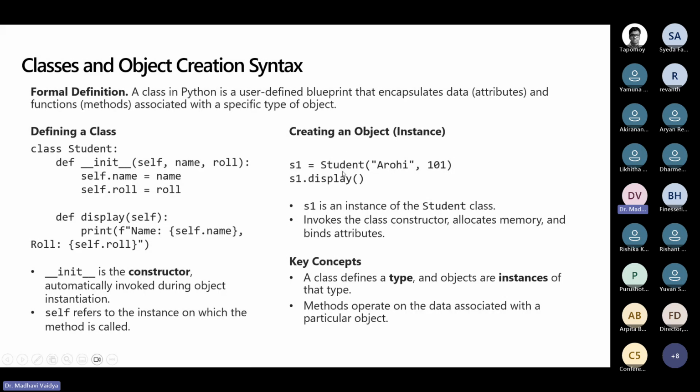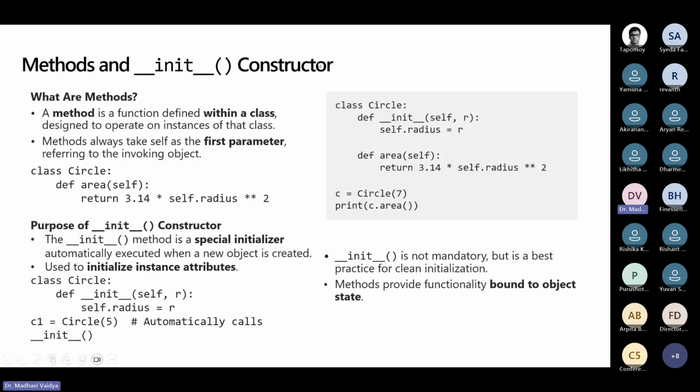So here this particular program is written. The student S1 is the object that is created for the class student. The name is passed as Arohi and the roll number is passed as 101. Okay, they are the parameters we can say, or the arguments, and we are executing this particular method. Here we don't use the word function. Here we use the term method. Okay, so I hope you are getting it.